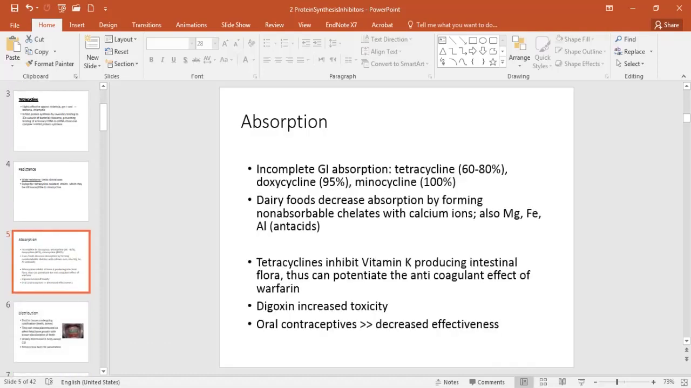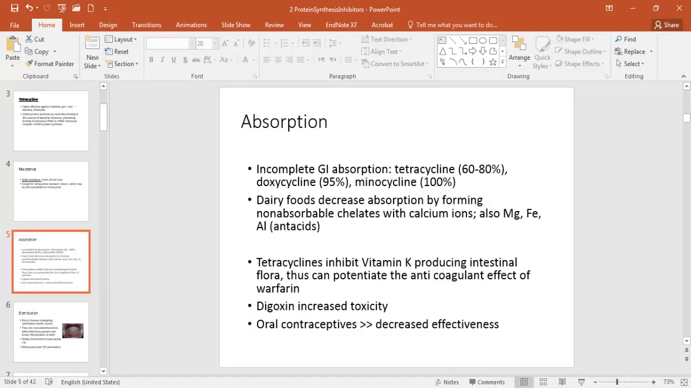The absorption from the GIT is incomplete. Tetracycline is about 60 to 80%, while doxycycline is 95% and minocycline is 100%. Dairy foods decrease absorption by forming non-absorbable chelates with calcium ions, also magnesium, iron, and aluminium that comes in antacids. If you have studied antacids before, you may know that aluminium is an important ingredient in antacids.